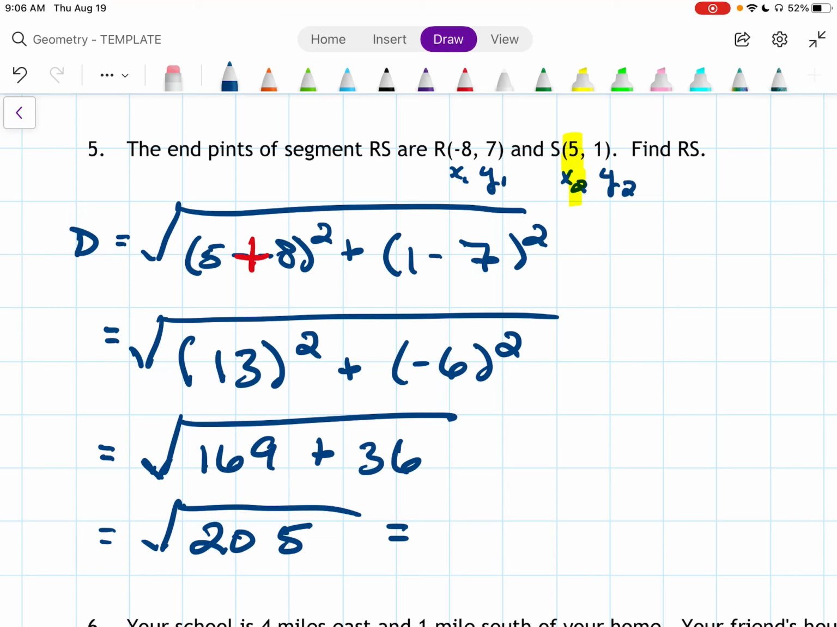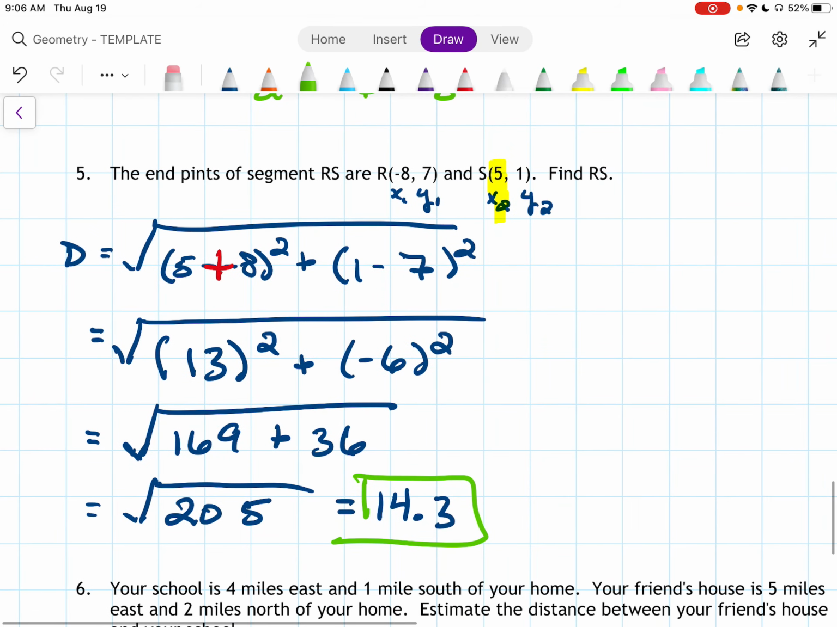And now that we have all of it simplified, I'm going to take my calculator and type in the square root of 205, and I get 14.3. And we'll just leave it right at 14.3. So that's how long that segment is. To write our answer, we're going to say that RS equals 14.3.